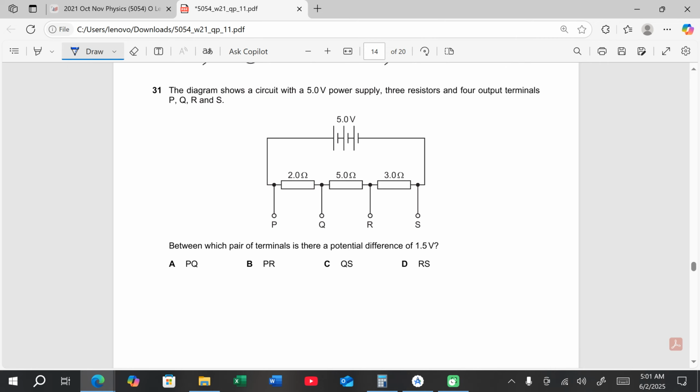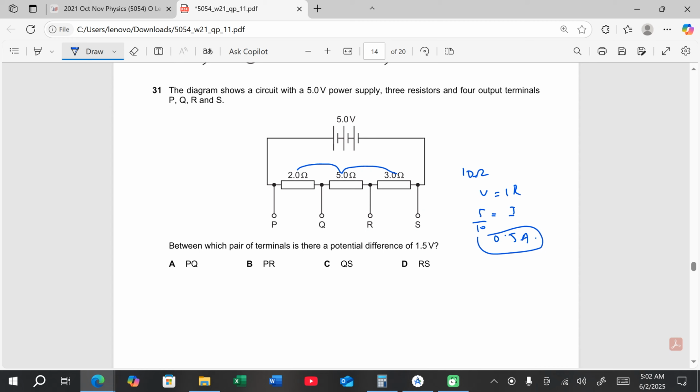The diagram shows a circuit of a 5-volt power supply, 3 resistors and 4 output terminals P, Q, R, S. Between which pairs of the terminals is there a potential difference of 1.5 volts? First of all, we need to find the combined resistance, which is going to be 10 ohms, and the voltage is given, so we need to find the current. V equals IR. V is 5, divided by 10, so it's 0.5 amperes.